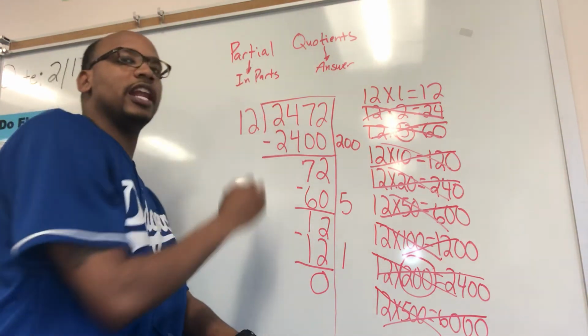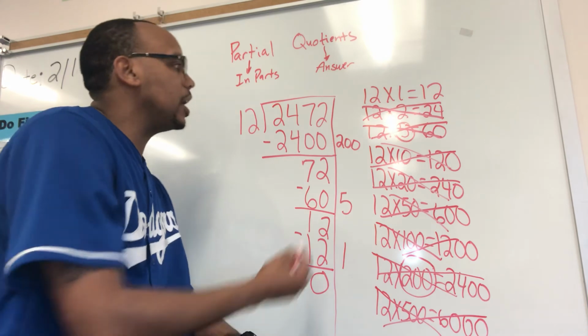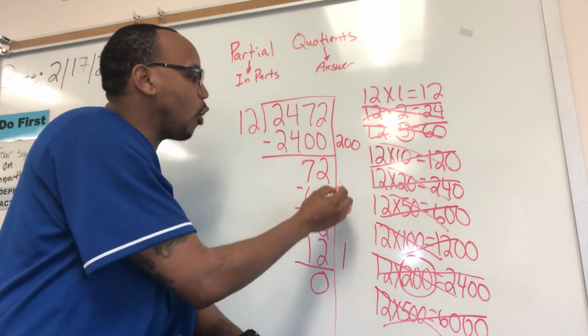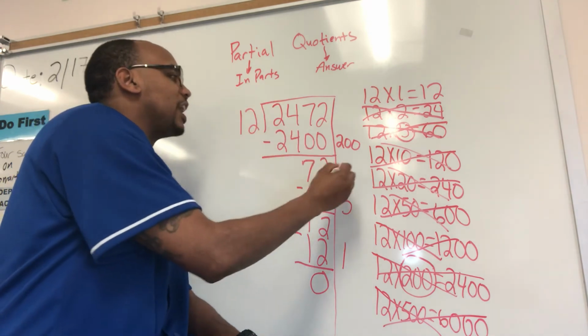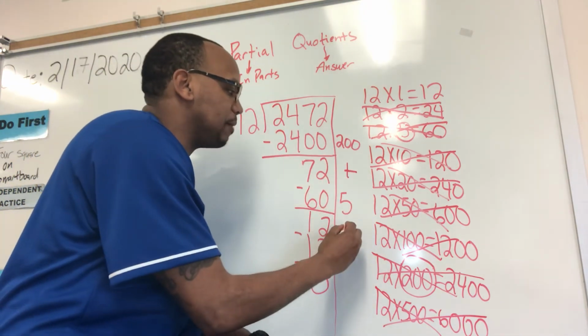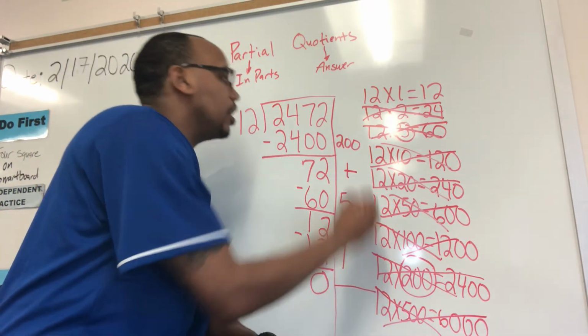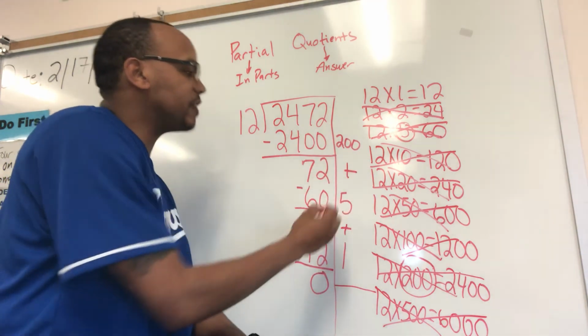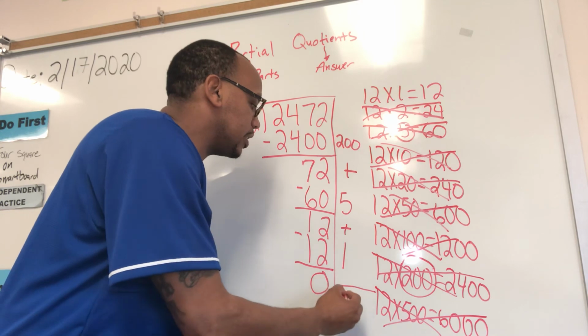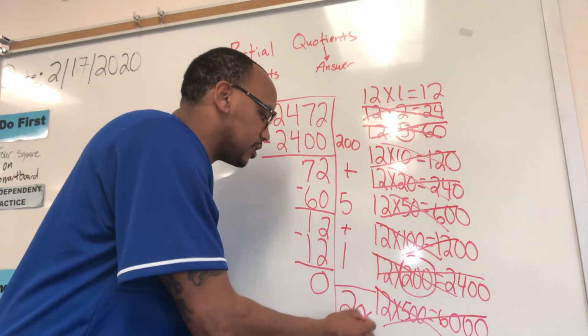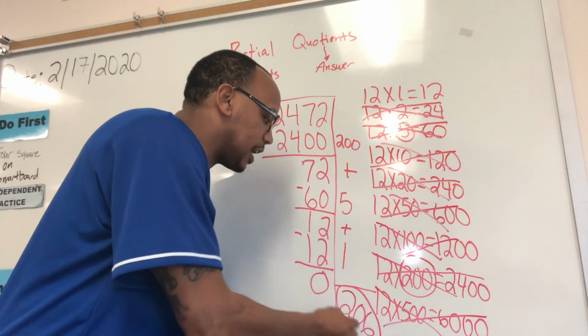Now, this is where the name partial quotients comes from, because the quotients are already outside. Now, all I have to do, since I already have the answers in parts, is just add them back up together. 200 plus 5 is 205, plus 1 is 206, which is my answer, just like in standard form.